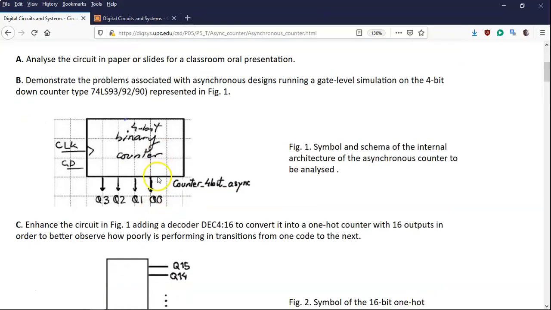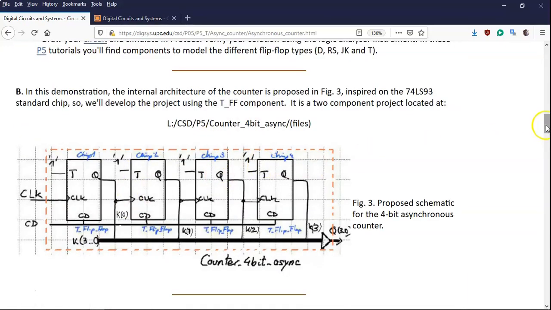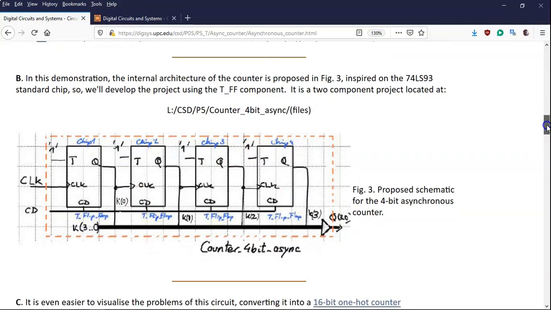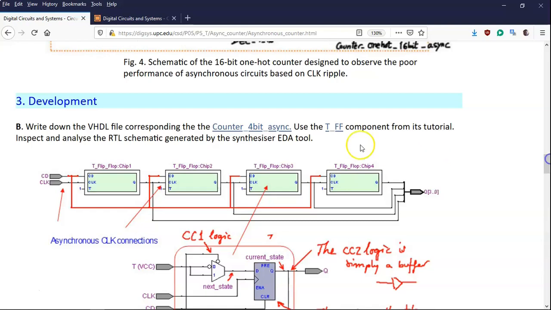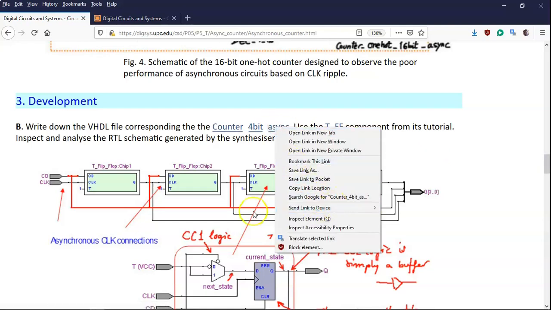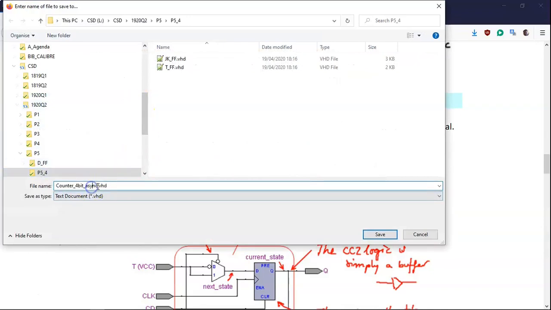This was a 4-bit binary counter, and it was something like this. And this is a tutorial, so this is fully developed, right? So you need to find something like this. So you go down to the development section, and this one is the one that you are looking for. So you can save the link as, and now it's time to change the name.